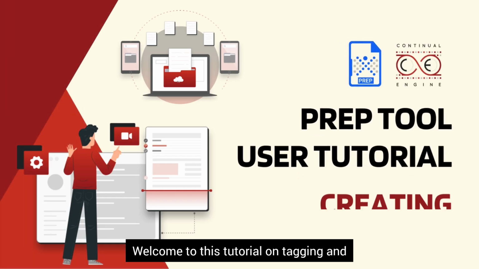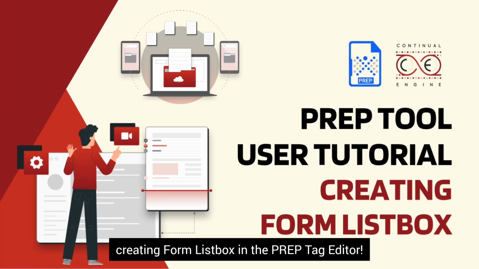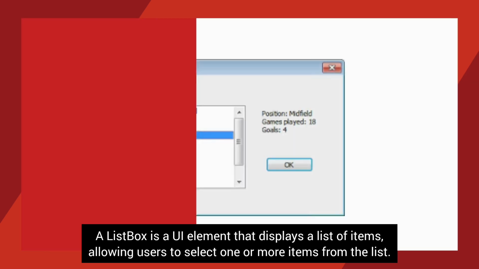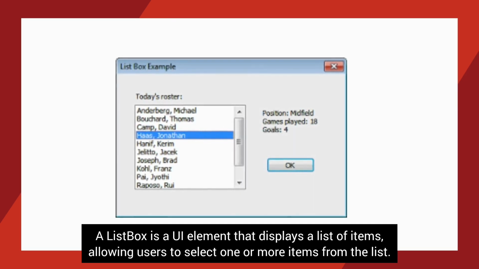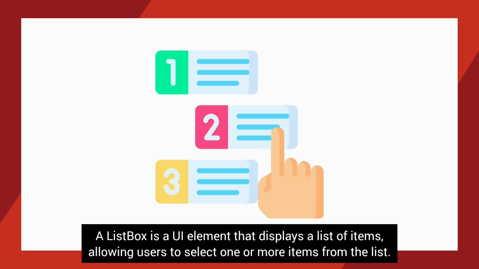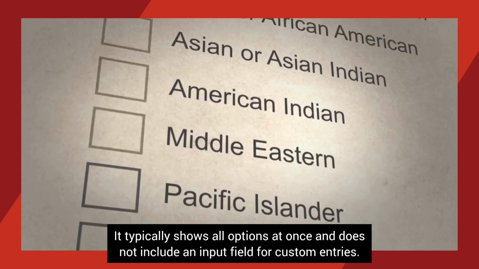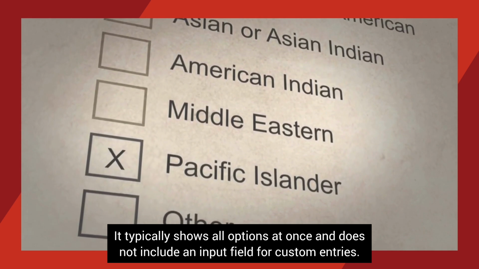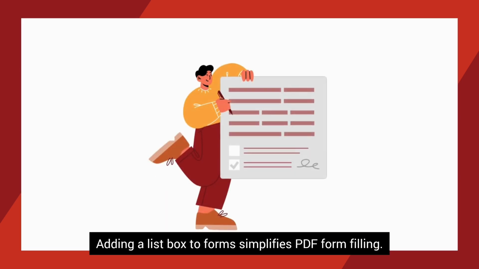Welcome to this tutorial on tagging and creating Form Listbox in the Prep Tag Editor. A listbox is a UI element that displays a list of items, allowing users to select one or more items from the list. It typically shows all options at once and does not include an input field for custom entries. Adding a listbox to form simplifies PDF form filling.